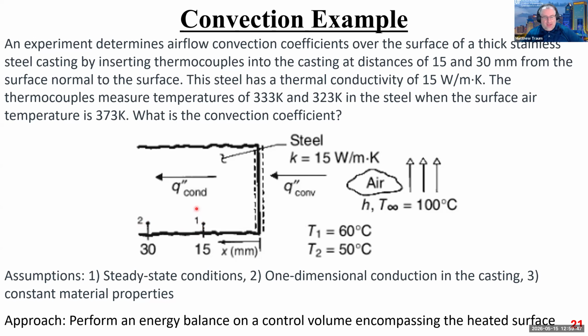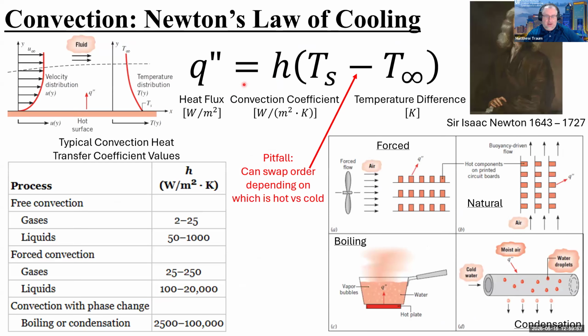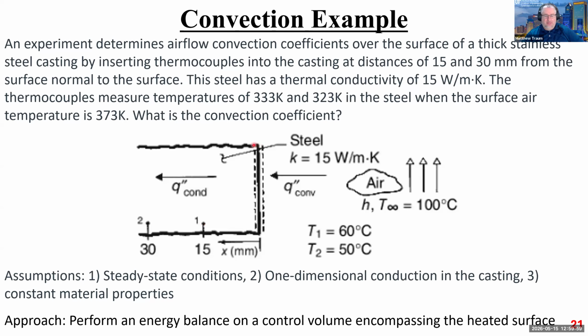Okay. The other thing to note here is, remember this. We have multimodal heat transfer, right? So we're going to use a surface energy balance. If I can get back to it, surface energy balance. So here's my surface. It's got convection on one side, it's got conduction on the other side. We're going to set those two heat transfer terms equal to each other, and do the calculation from there.